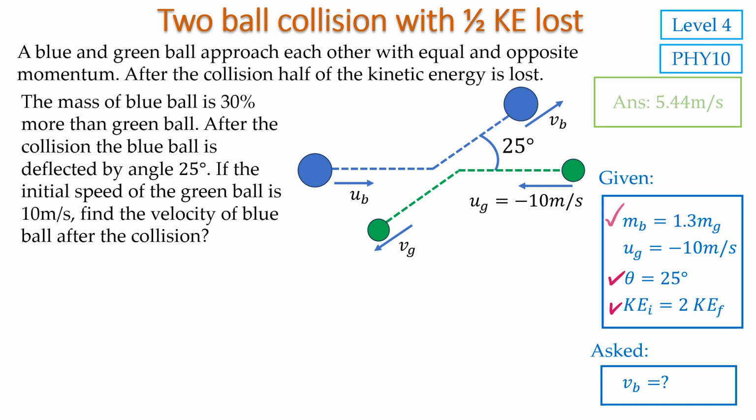The blue ball is heavier by 30%. The initial velocity of the green ball is given, and you are asked to find the velocity of the blue ball after the collision. You may like to pause the video and solve it yourself. I have to proceed. Let me give you one more hint.